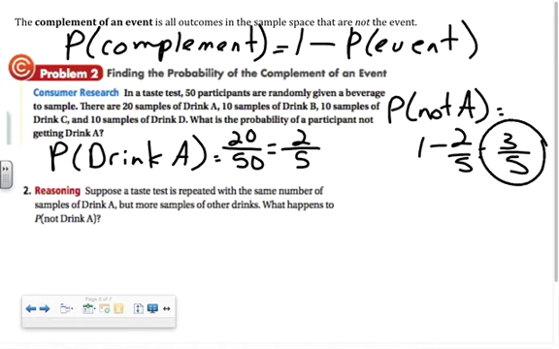So that's 3/5. So if this taste test is repeated with the same number of drink A samples, but more samples of the other drinks, then that means my complement of drink A is increasing. Well, what they're asking is the probability of not drink A. So it's increasing.